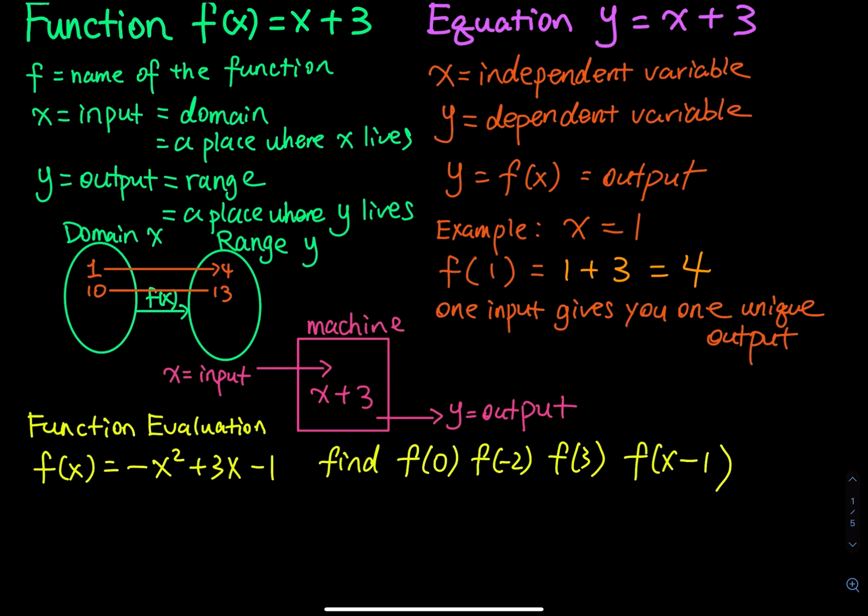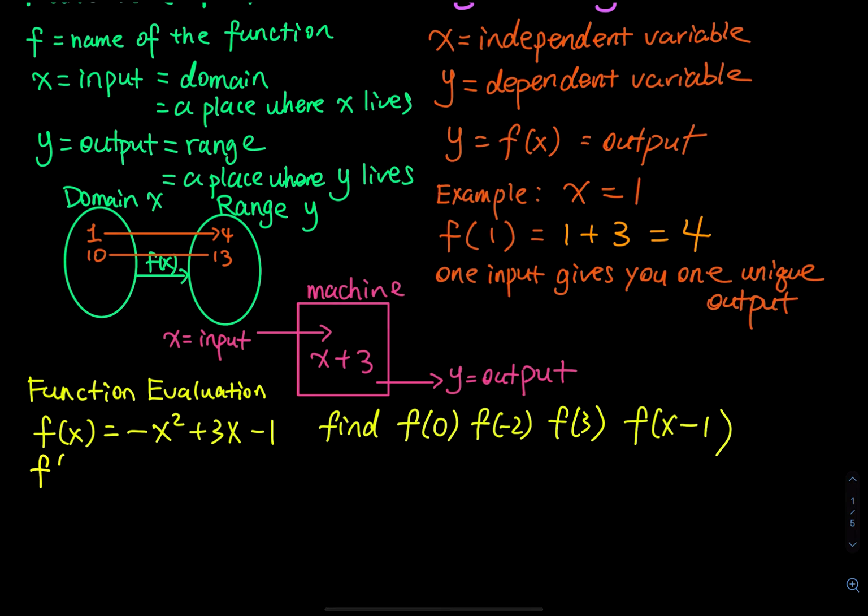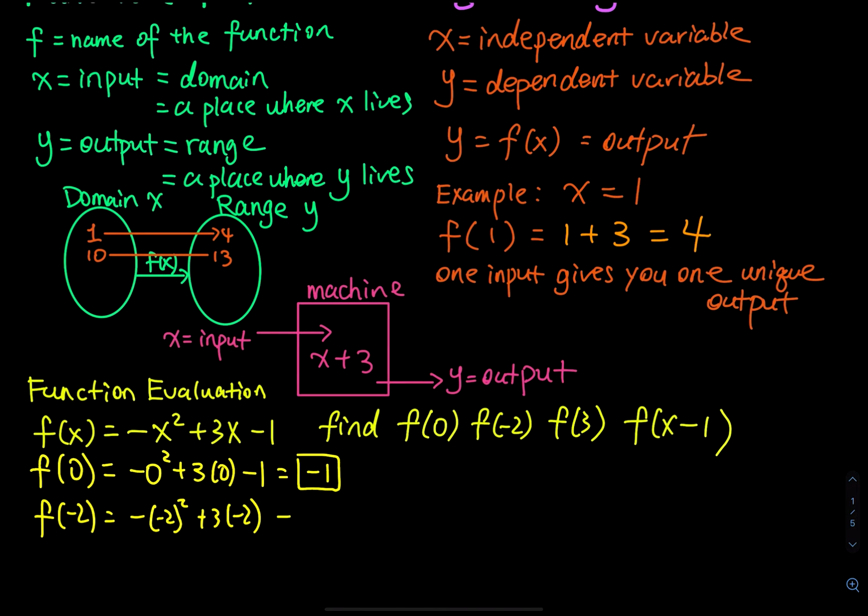So the first one is f of 0. When x equals 0, you have negative 0 squared plus 3 times 0 minus 1. So the output is equal to negative 1. Simple, right? When x equals negative 2, you have negative 2 squared plus 3 times negative 2 minus 1. What do you get? You get negative 4 minus 6 minus 1. Then you get negative 11.